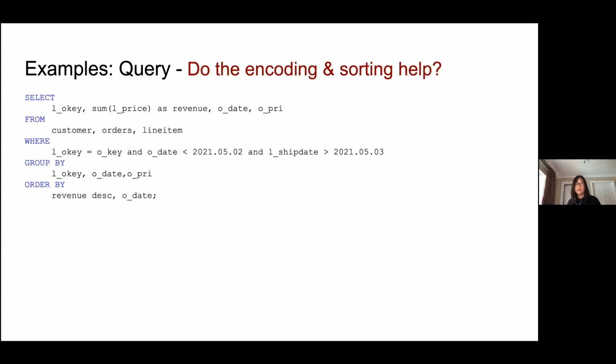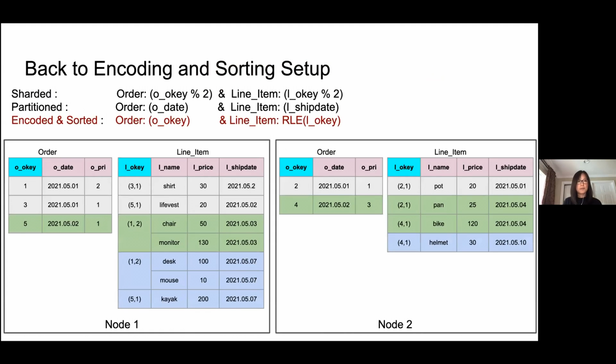So my next question is, with this query, do the encoding and the sorting help? Okay, so I go back to the setup. The data is sorted on the order key for the order table, and for the line items, the data is sorted and encoded also on the line items order key.